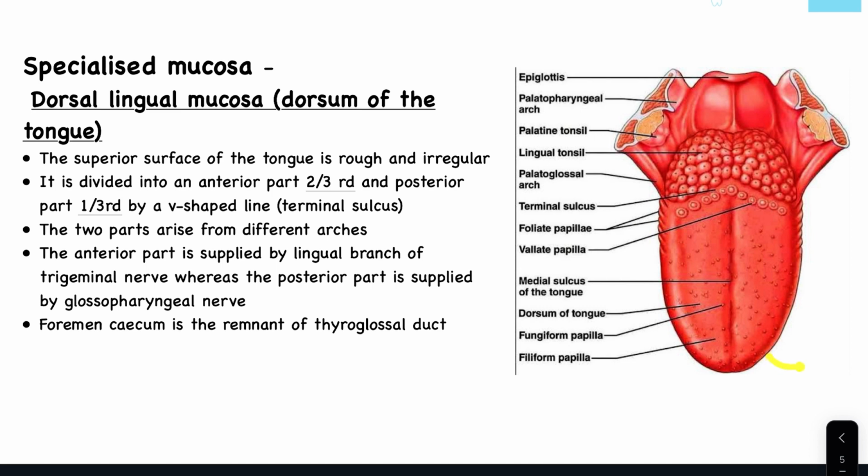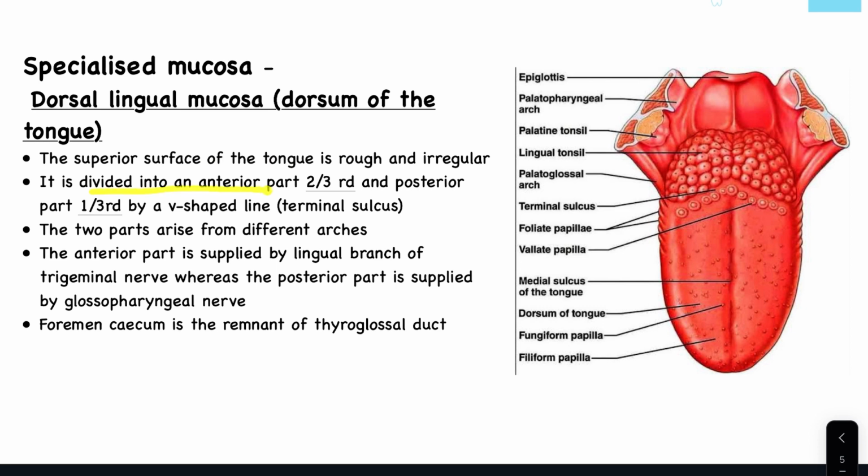The inferior portion, the portion underneath this, was covered by lining mucosa. Okay. So starting with this, the superior surface of the tongue is rough and irregular. We all know that. We've all seen that.